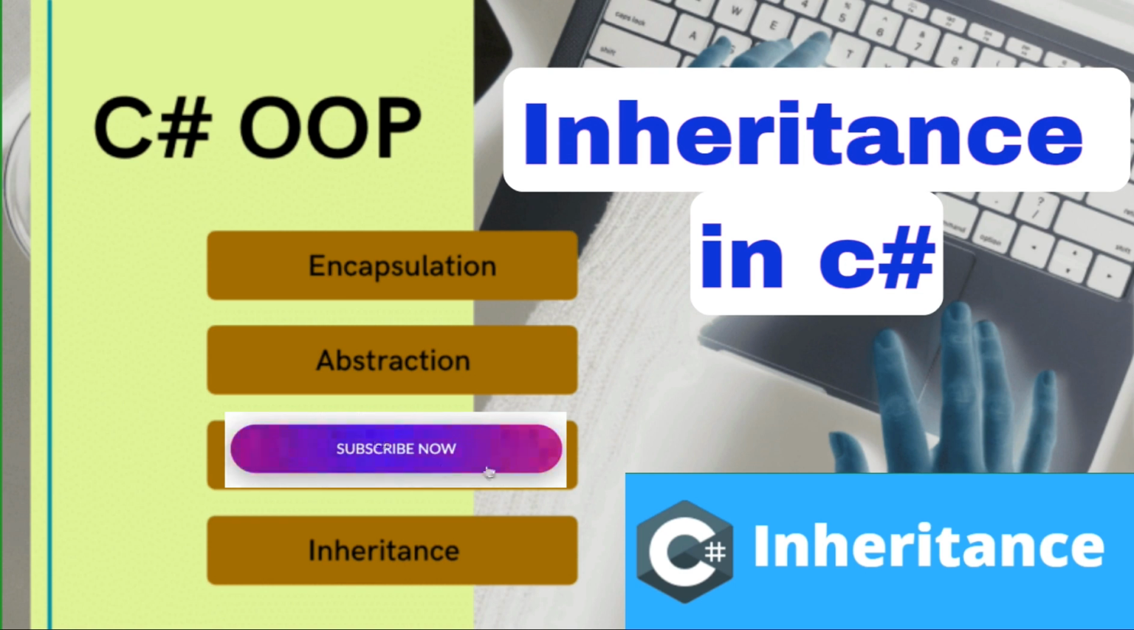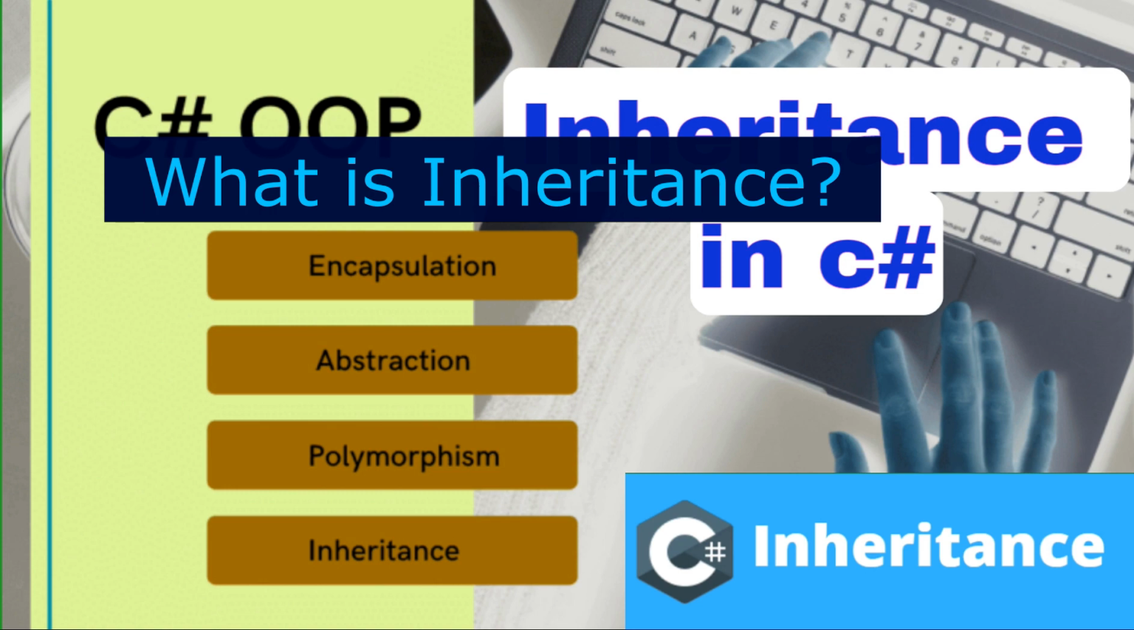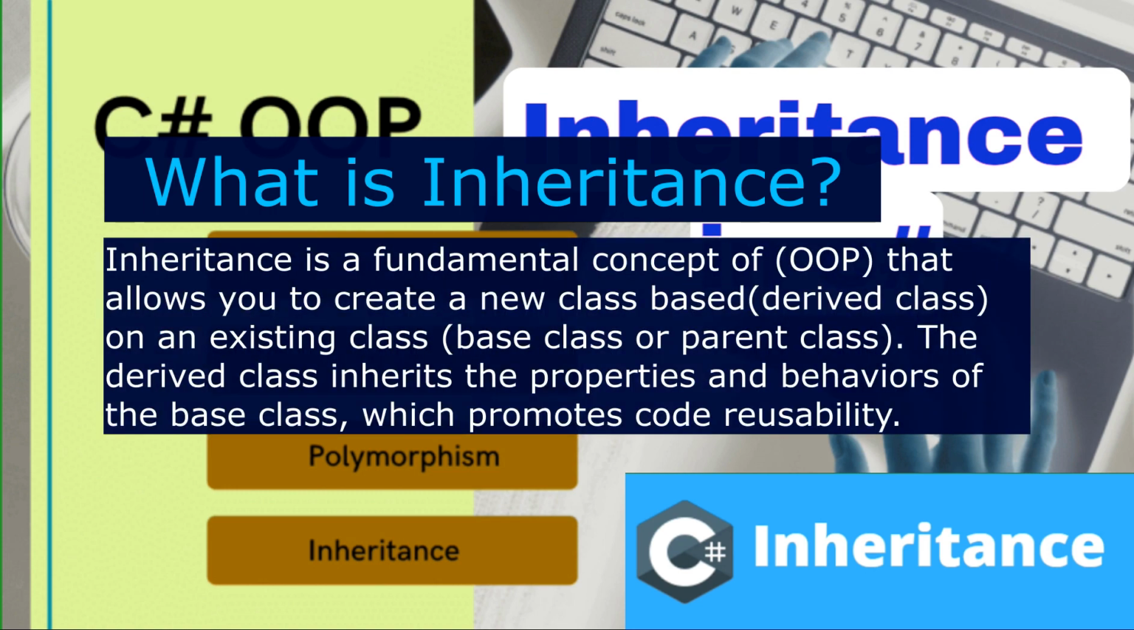So let's get started. What is inheritance? Inheritance is a fundamental concept of object-oriented programming that allows you to create a new class based on an existing class. We can say we can create a derived class or a subclass based on the base class or the parent class. The derived class inherits the properties and behavior of the base class, which promotes code reuse and allows you to model real-world relationships.